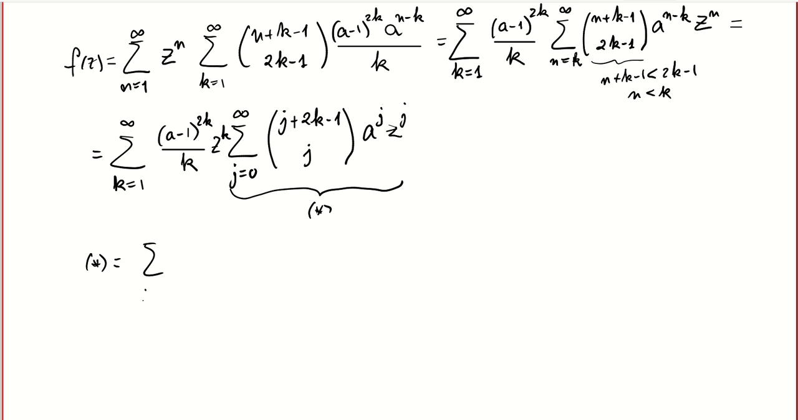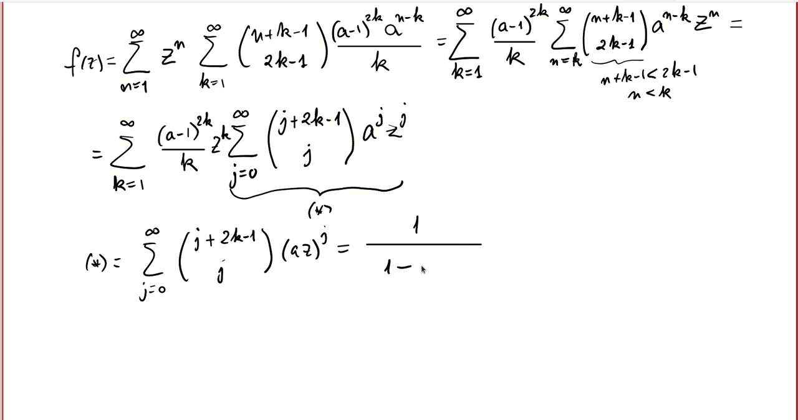We have the sum from 0 to infinity, and we have j plus a number, which is 2k minus 1, j here, and then we have a to the power j. And this is a sum that we can recognize. This is just 1 over 1 minus the variable, a to the power j. Sorry, to the power 1 unit more than this number here, so to the power 2k.